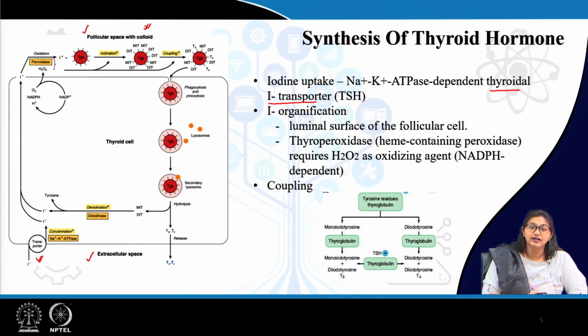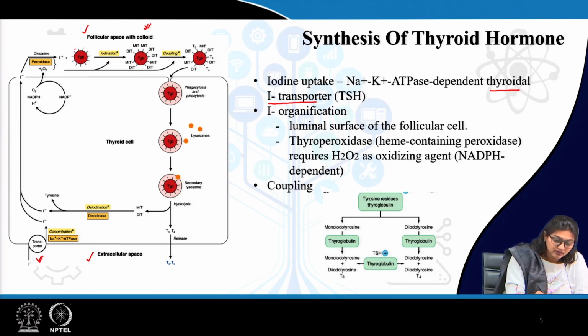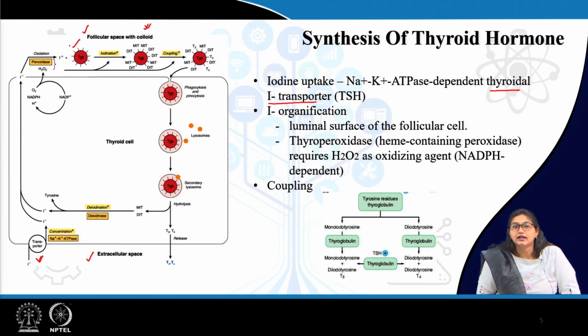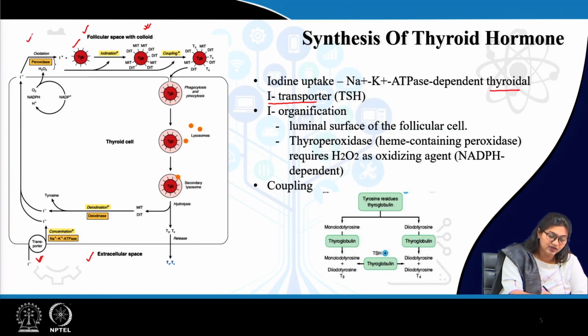Now, this iodine is utilized for iodine organification. Iodine organification means it causes iodination of thyroglobulin. How? Now, remember, the transporter is located on the extracellular side of the cell and iodine is taken up inside the cell, but the iodine organification occurs on the luminal surface of the follicular cell here.